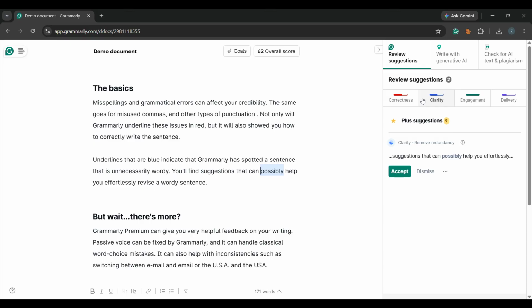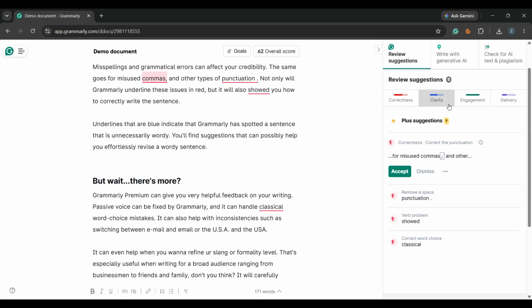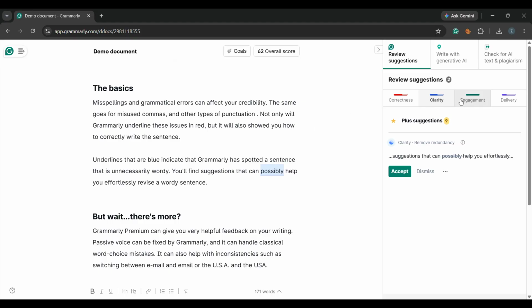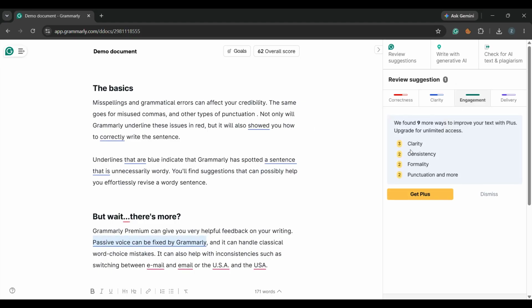Now let's move to the green underlines. Green stands for engagement. This is Grammarly's way of helping you keep your writing interesting and varied. It may point out repetitive words, overused vocabulary, or sentences that could be stronger with more precise language. For example, if you keep using the same adjective or verb over and over, Grammarly may suggest alternatives to make your writing more vivid and engaging. Green underlines are especially helpful for content creators, marketers, students, and anyone who wants their writing to feel more polished and compelling.